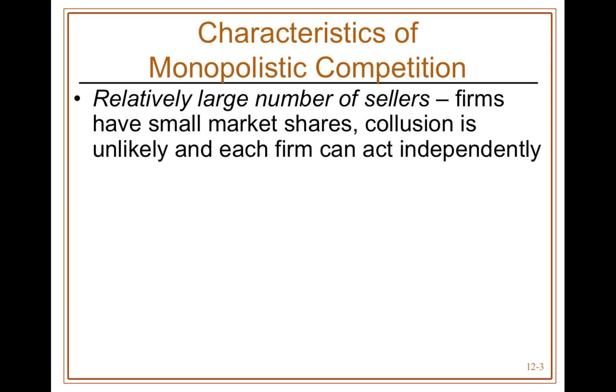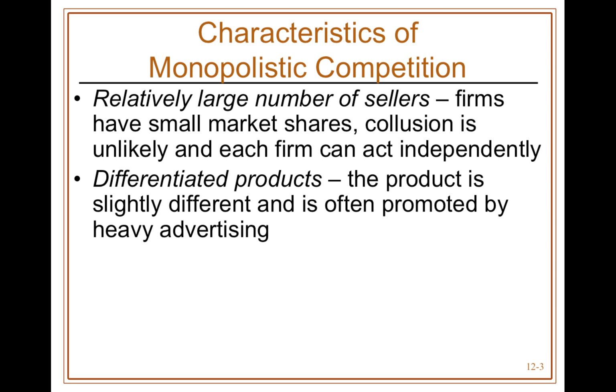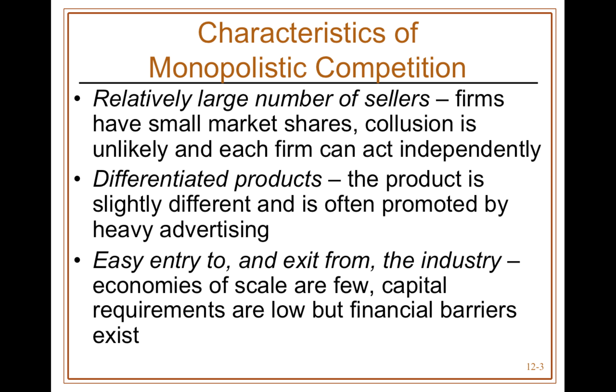What are some characteristics? Relatively large number of sellers. So unlike monopoly, which only has one, monopolistic competition means there's a relatively large amount of sellers. So most have small market share. Collusion is unlikely. Differentiated products. Again, the product is slightly different and is often promoted by heavy advertising. There's easy entry and exit. So economies of scale are few, capital requirements are low, but there are some financial barriers.